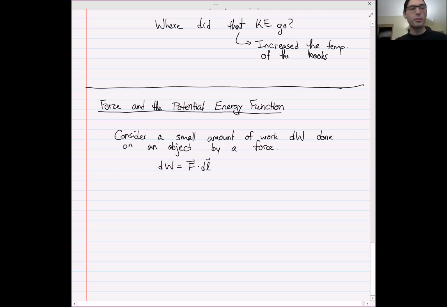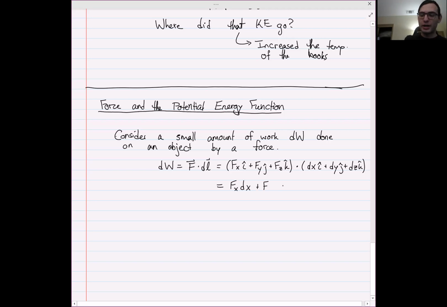If F is just some arbitrary force, it has a component in all three directions. This would be equal to the x component of the force in the i hat direction, plus the y component of the force in the j hat direction, plus the z component of the force in the k hat direction, dotted into the path. The path could be a little bit in the x direction, the y direction, or the z direction. Could be any of those, right? And so when you take the dot product, you'll get Fx dx plus Fy dy plus Fz dz. So that's what a little bit of work looks like for a general force.